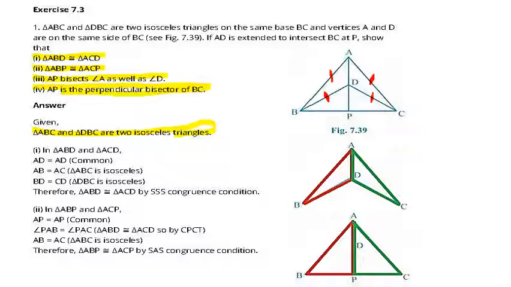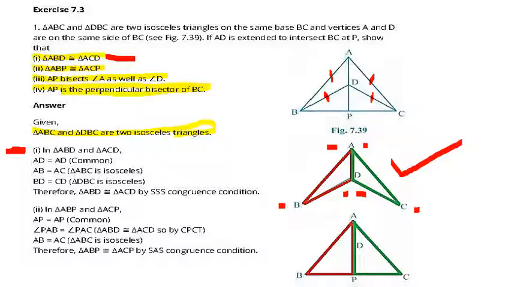Now let's start by doing the first part. And what was the first part? Show that triangle ABD and triangle ACD are congruent to each other. I have given these two triangles over here. You can see that I have written down triangle ABD in a red color and triangle ACD in a green color. We have to prove that these two triangles are congruent to each other.